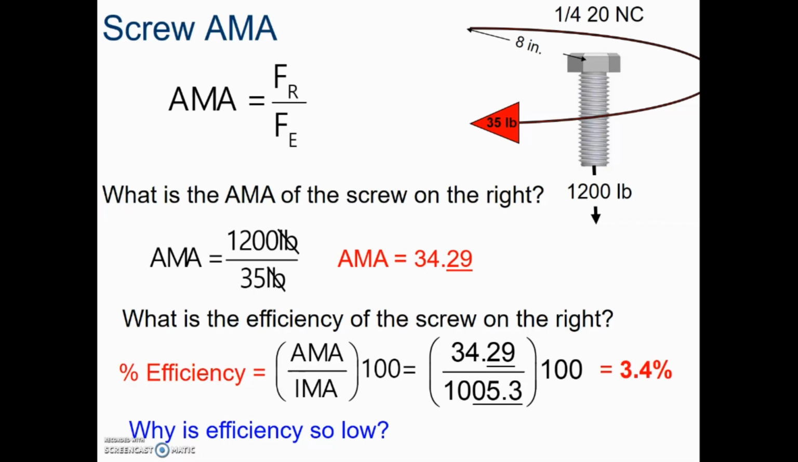So in conclusion, think about screws as: what information do you need to find in order to calculate your IMA and your AMA. So thinking about your TPI, thinking about your effort arm and the relationship between those and your circumference and your pitch to find IMA, and the fact that your efficiency is going to be extremely low because of friction and heat.